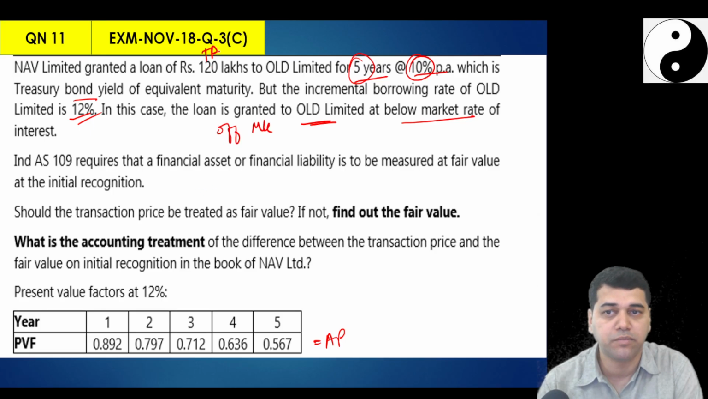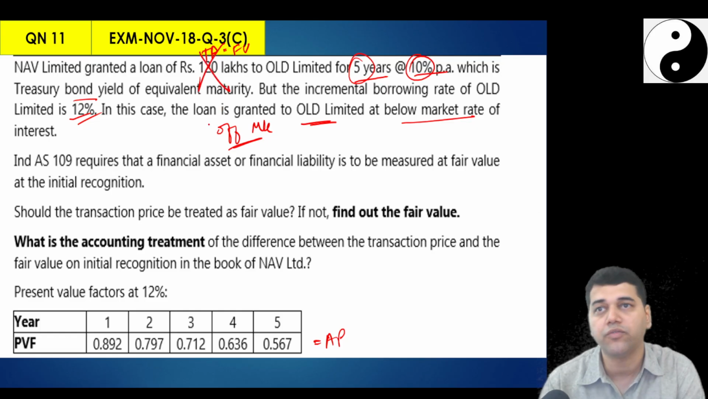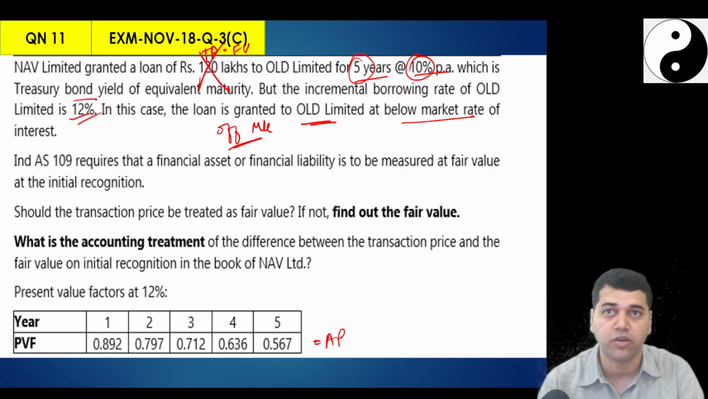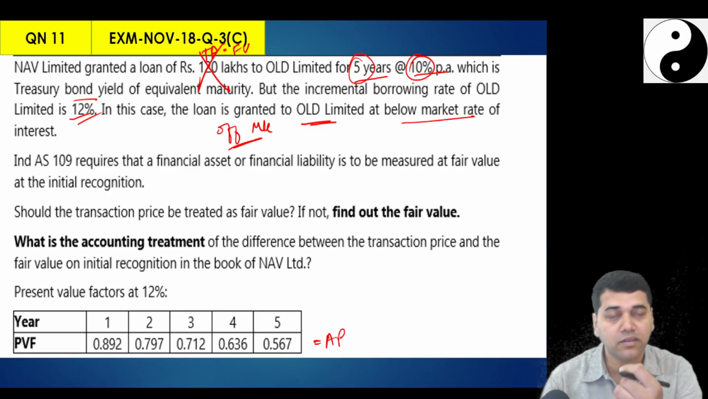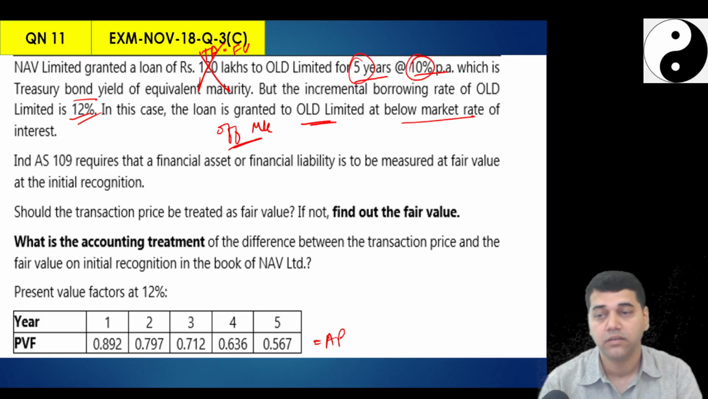Otherwise, the transaction price would have become my fair value. Since it is off market, this cannot become the fair value. What we need to do is compute the fair value. To compute it, we need the present value of the future cash flows, and this is a conventional bond. All this analysis is going to happen in your mind the moment you read this question. That is clarity of thinking, and it comes to you only with practice.